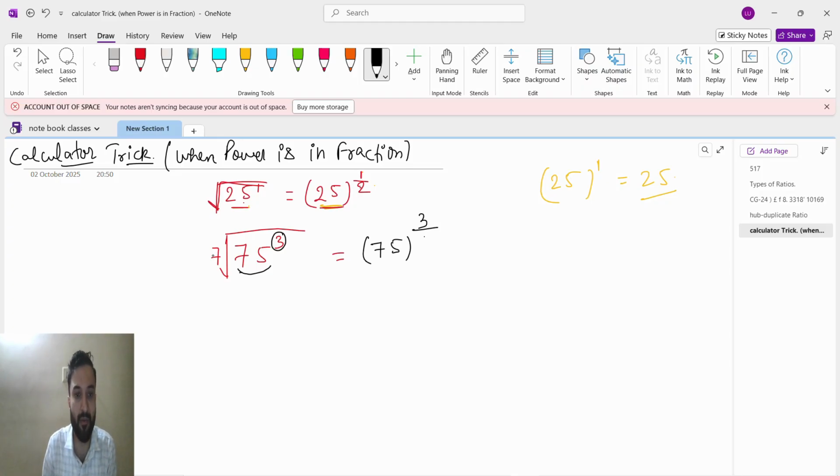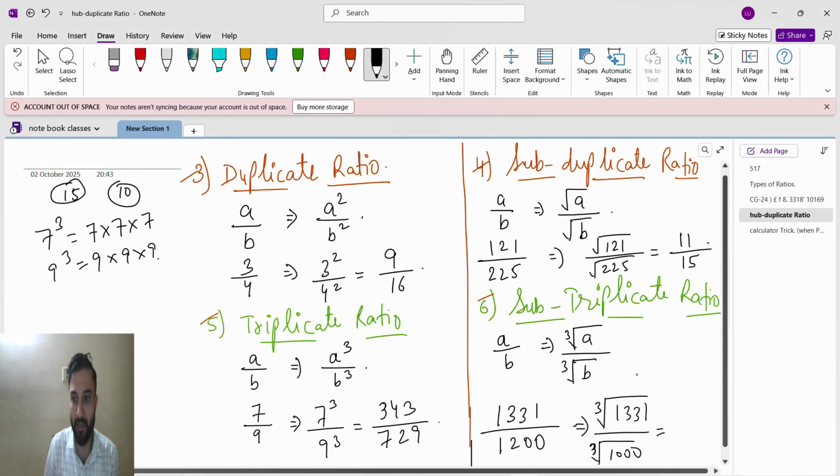Divided by, in the denominator we have to write which root this is. This one is a square root, so in the denominator we have written 2. This is a 7th root, so in the denominator we will write 7. Like this. So we have seen here 131.